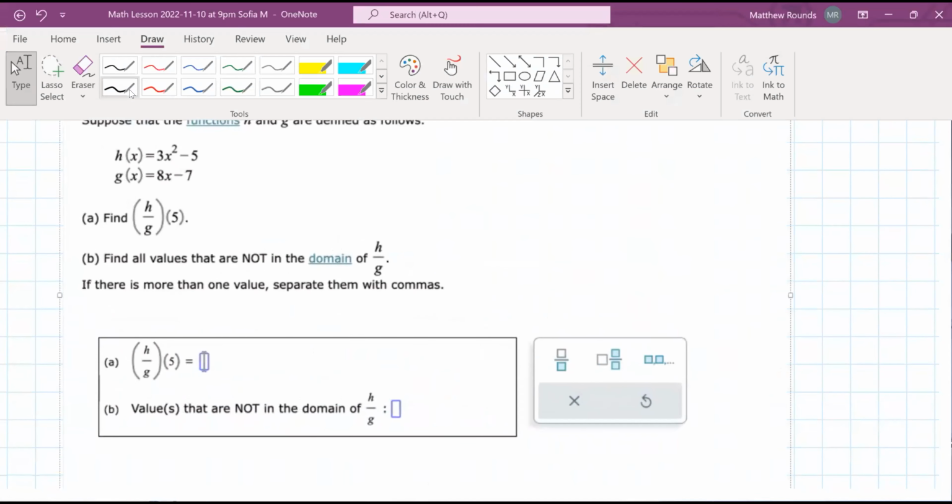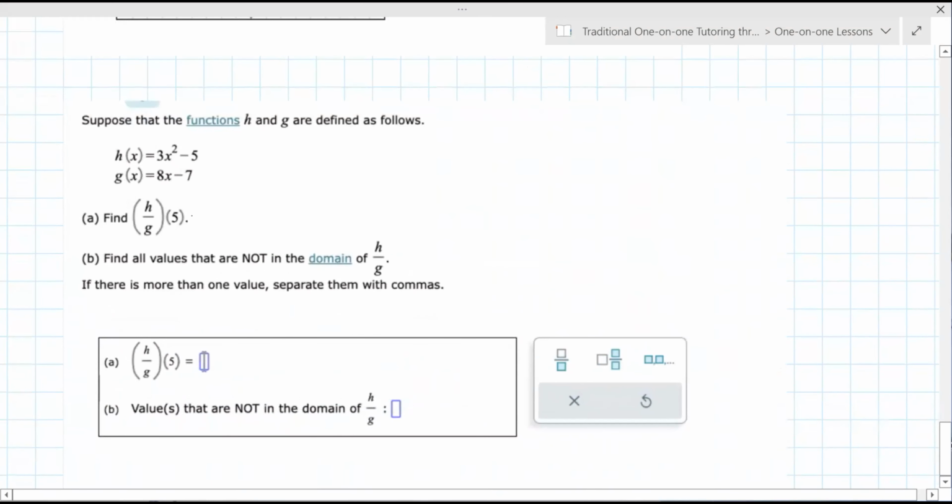Okay, so this notation, H over G of 5, what this means is you find H of 5 and divide by G of 5. So you have to put 5 in for x in both of these.